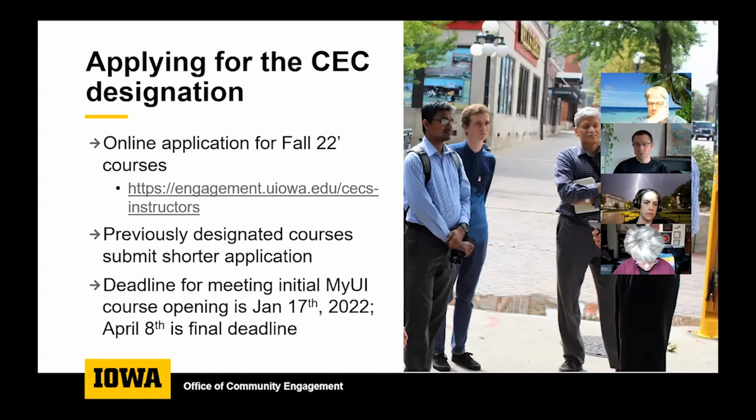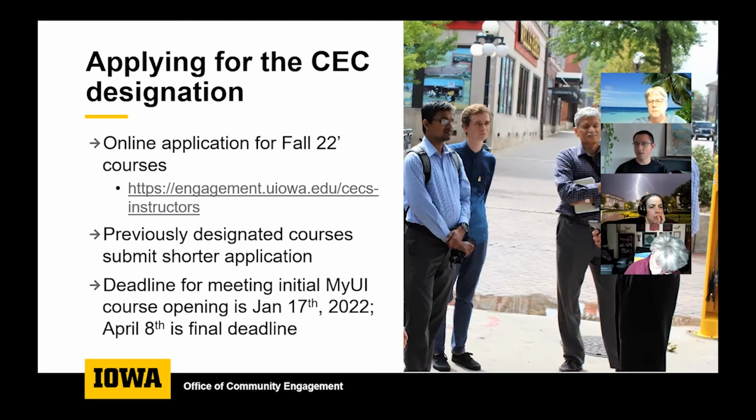One thing to keep in mind with this is that for some instructors that have already received the course designation for this spring semester, so we have 20 some courses that are already designated for this spring semester as a community engaged course, if they're teaching the same class, so sometimes we teach the same class every semester, they have a different application that's much shorter, and it simply asks that if you are teaching the same course and you're planning on continuing to do your community engaged project in that course, that you just tell us that.